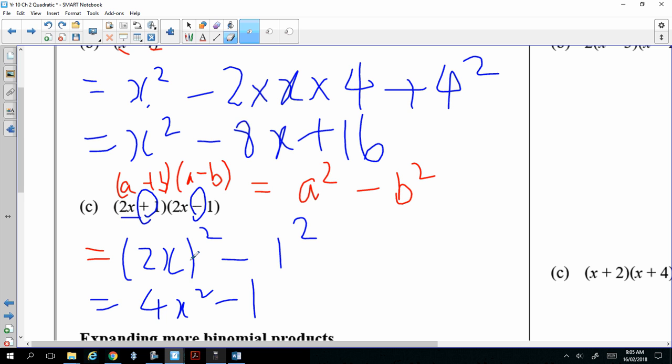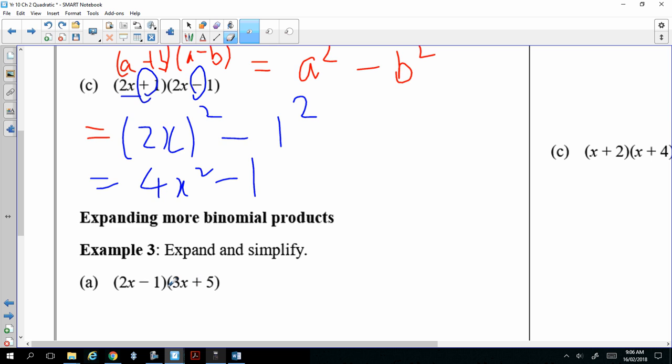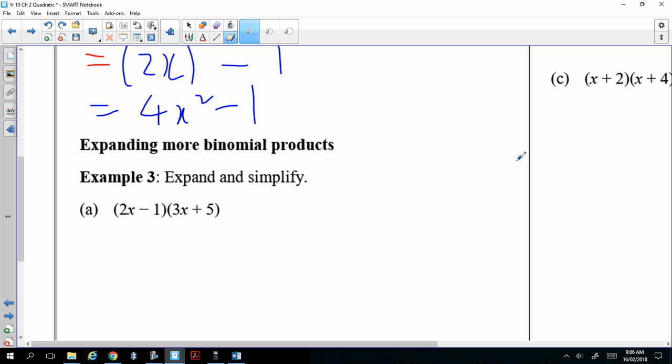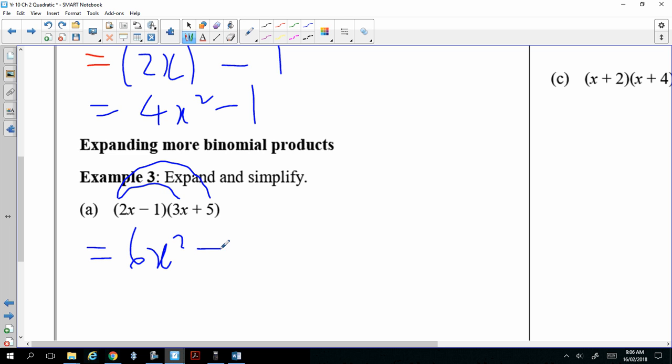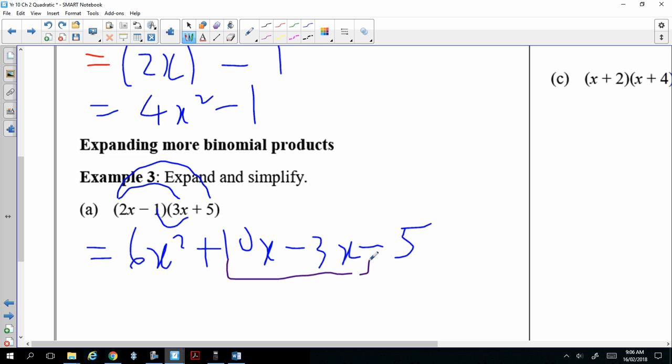Okay, let's move on to the next one. Now the next one, it is not a perfect square, it is not difference of two squares, they are different. So what do you do? You just expand normally. Okay? Which means that you have to draw the arrow. 2x times 3x, 6x squared. 2x times 5, 10x. And then negative 1 times 3x, negative 3x, and then minus 5. Yeah? And as always, the middle two terms interact with each other. They need to be collected, simplified, which becomes 7x.